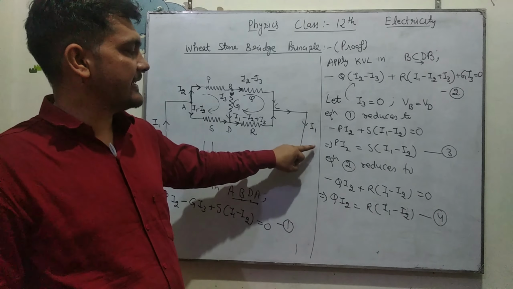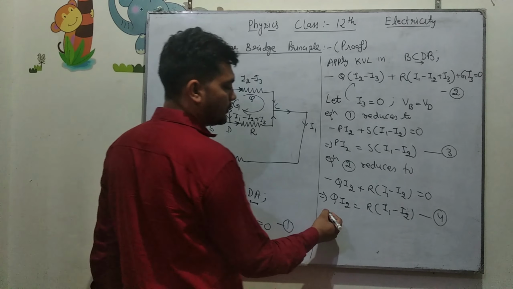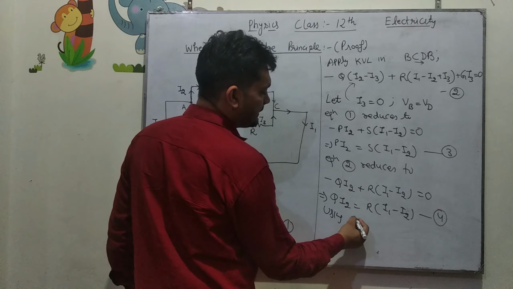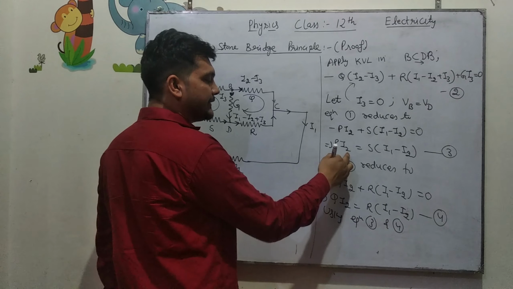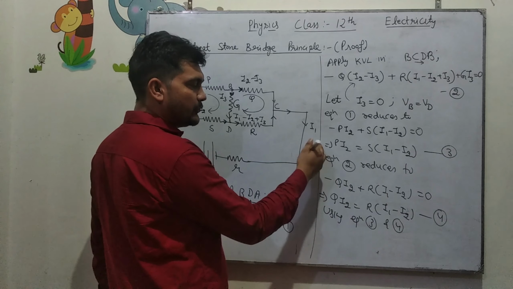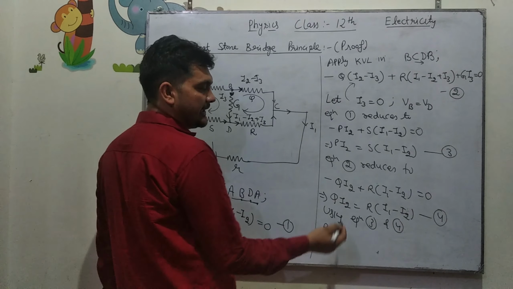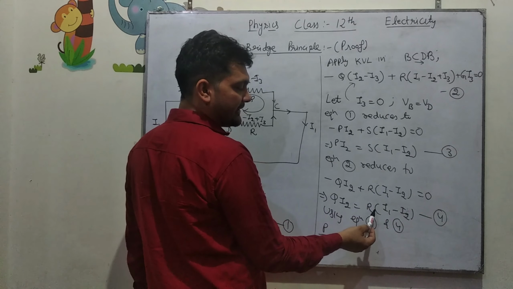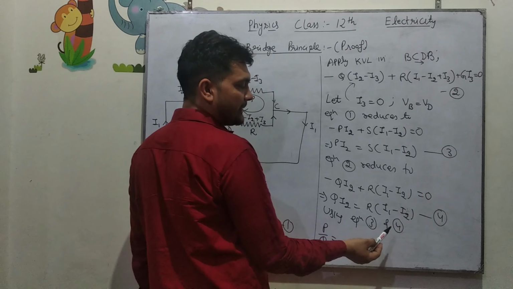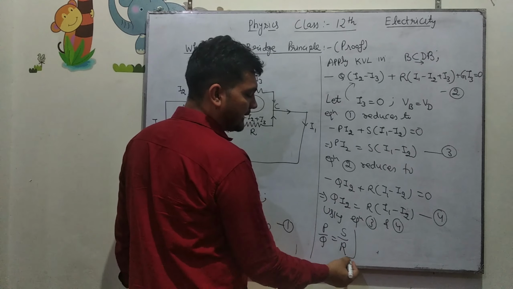You divide the left hand sides and the right hand sides of equations 3 and 4. There is P I2, here it is Q I2. You divide these two, so you get P by Q. And on the right hand side, it is S into I1 minus I2, and here it is R into I1 minus I2. So if you divide, you get S divided by R.